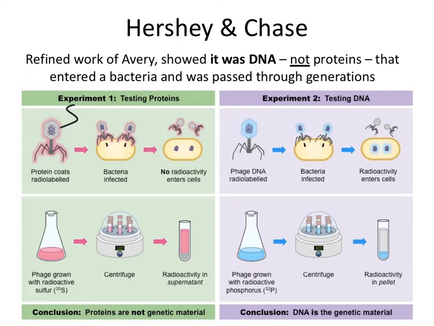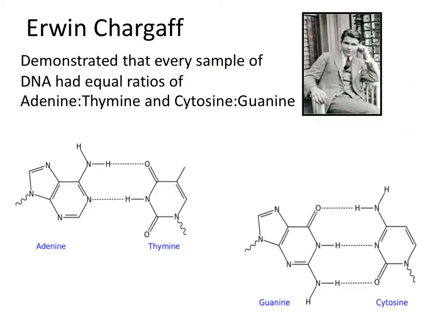Over here, they radioactively tagged the DNA with phosphorus, because phosphorus is part of DNA. It's the sugar phosphate backbone, right? And when the viruses infected the bacteria, they inserted their DNA. Once again, they separated them out and saw that the bacteria glowed, had this radioactivity, because the tagged DNA was inserted into them. Hopefully that made some sense.